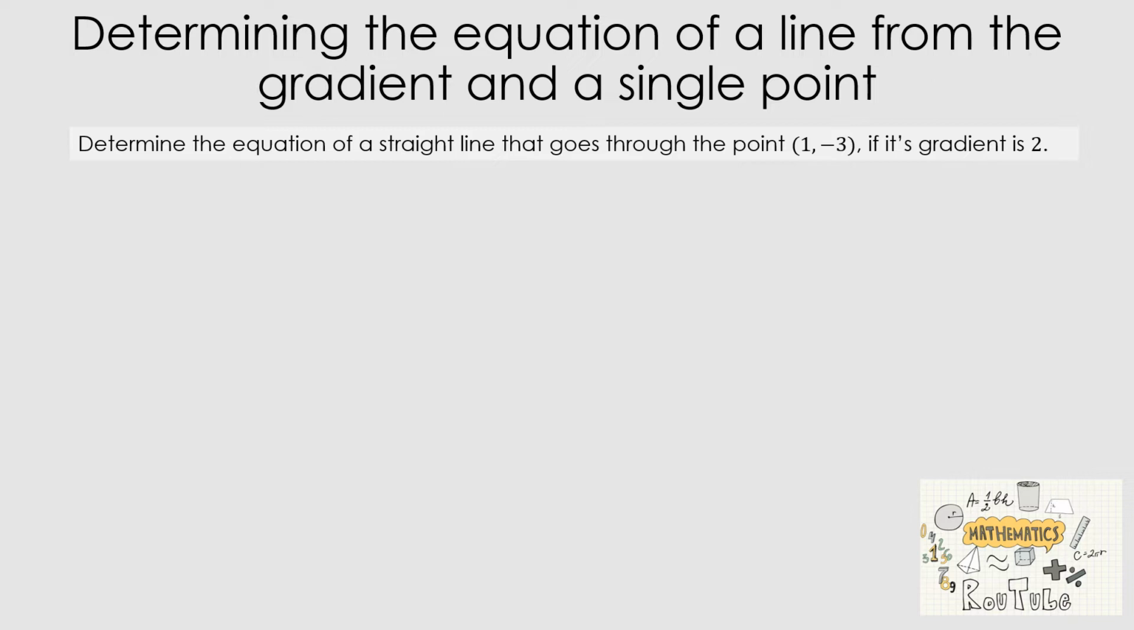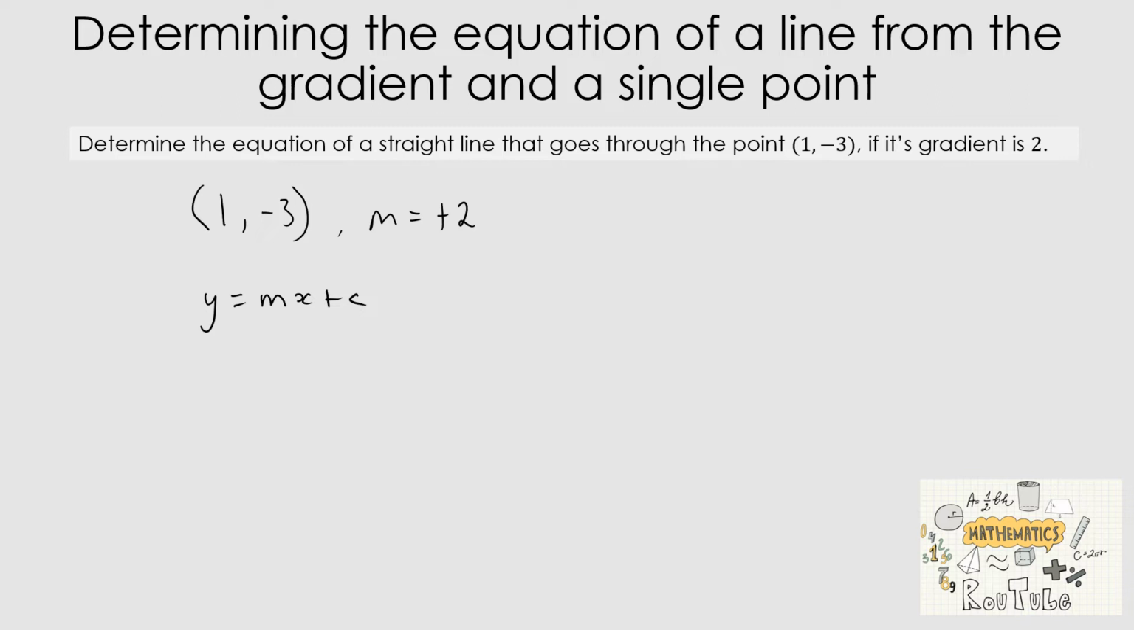Okay, so let's write down what we know. We know that the point that it goes through is (1, -3). And we also know that m equals +2. Now, once again, all our knowledge must come from y equals mx plus c, where once again, m is our gradient and c is our y-intercept. Well, now we can't do what we did previously because we don't actually know the value of our y-intercept. We don't know the value of c.